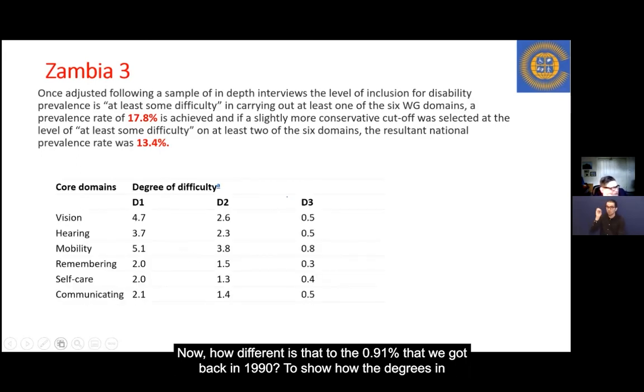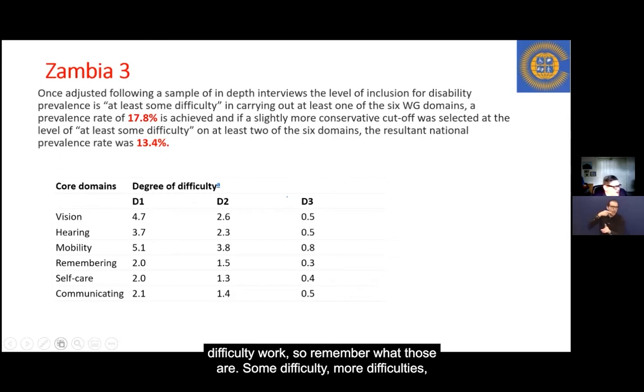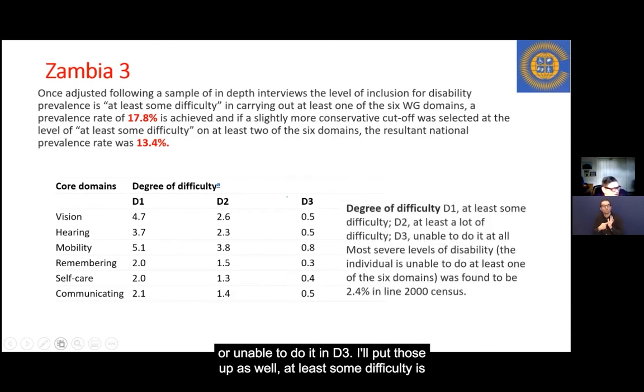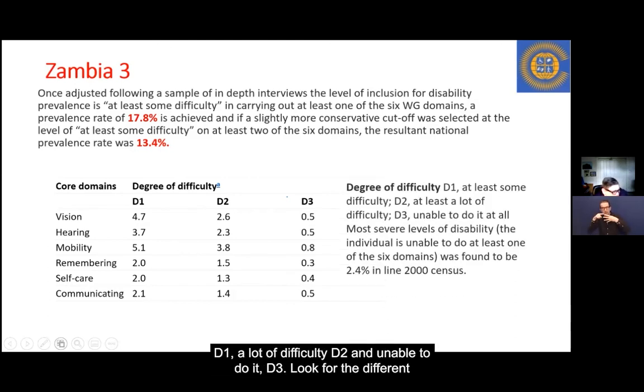And to show how the degrees of difficulty work, so remember what those are, some difficulty, more difficulties, or unable to do it, I'll put those up as well. At least some difficulty is D1, at least a lot of difficulty D2, unable to do it D3. And then look for the different domains. Vision, 4.7% some difficulty, 2.6% a lot of difficulty, and 0.5% blind, effectively, because they couldn't do it at all. So that's 1 in 200 people are blind in this survey.